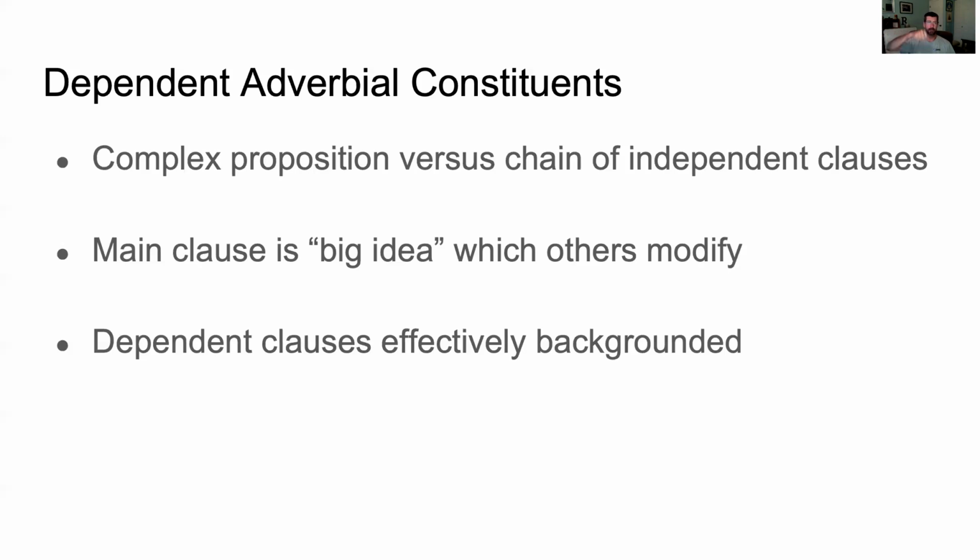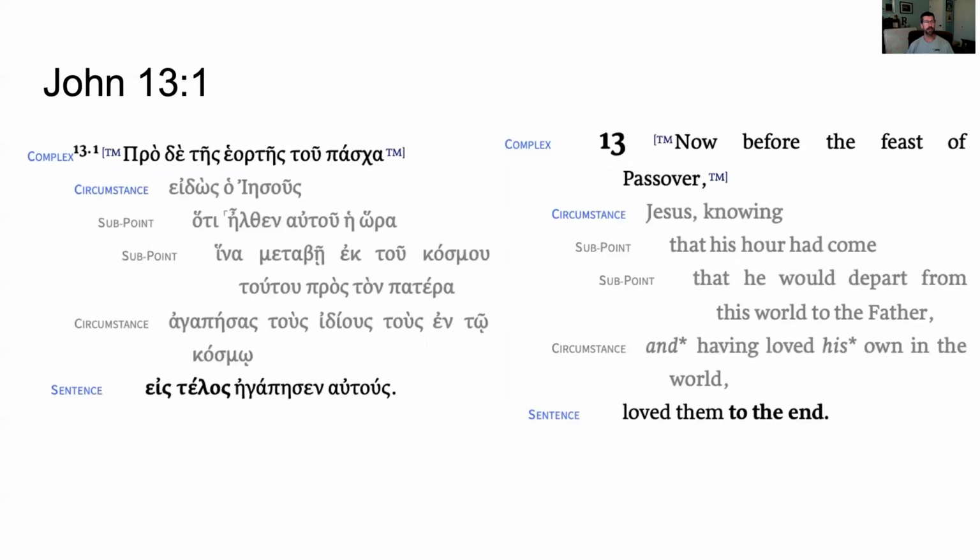That king necessarily ends up becoming the main clause, the big idea around which all the rest hang. The main clause is the handle for the whole construction, and everything else is serving and playing some kind of role. The dependent clauses effectively are backgrounded. That doesn't mean they're unimportant, but they're serving this greater good, which is whatever the main clause is. Let's take a look at that in John 13:1.